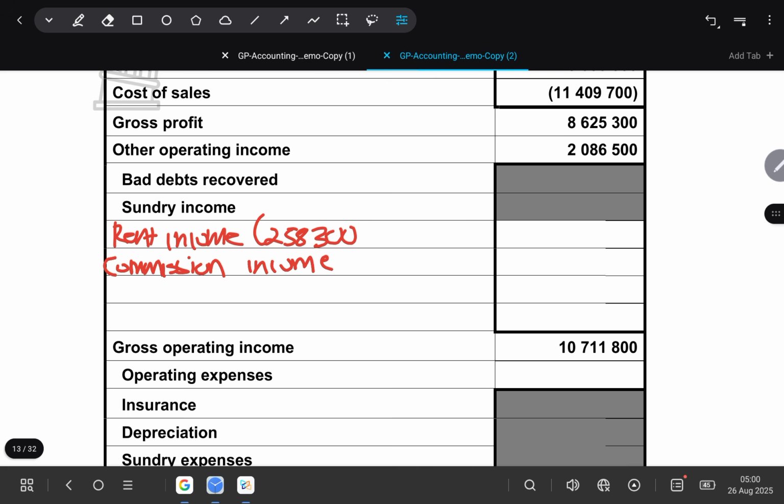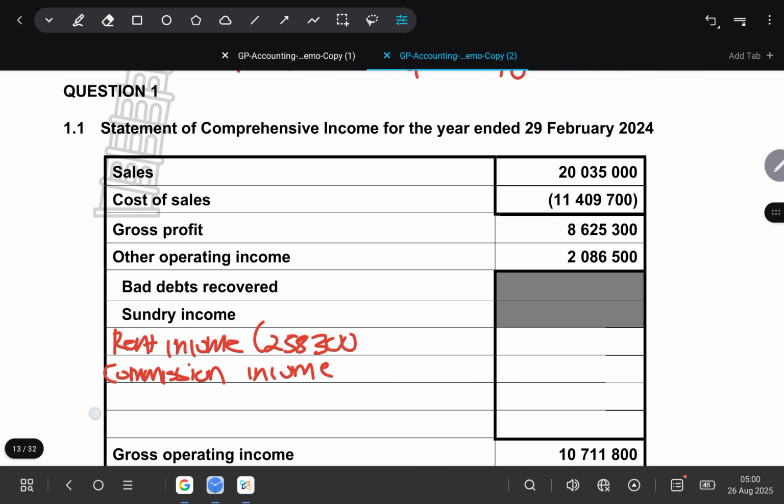So if you look at this, commission income is supposed to be 4% of your sales. So you are going to say 4 divided by 100 times 20 million and 35,000. Then it will give us our commission income. So let's see. 4 divided by 100 times 20 million and 35,000.